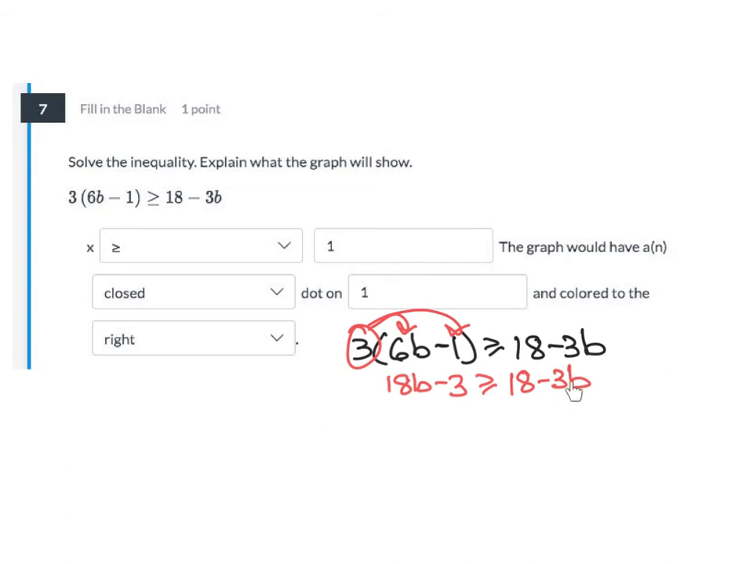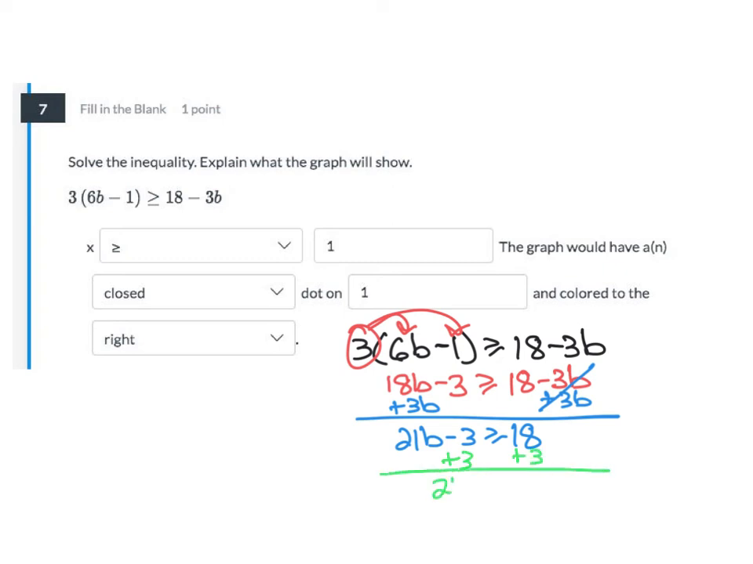Greater than or equal to 18 minus 3b. We're going to move all of our variables to the left-hand side. Since we have a subtract 3b, we're going to add 3b to both sides. 18 plus 3 is 21. So we have 21b minus 3 greater than or equal to 18. Now we want to put all the numbers on the right-hand side. We have a subtract 3, so I'm going to add 3 to both sides. We have 21b greater than or equal to 21.